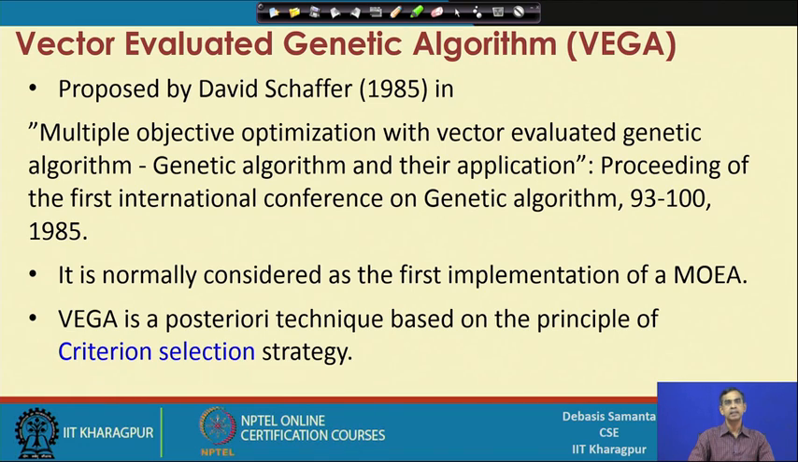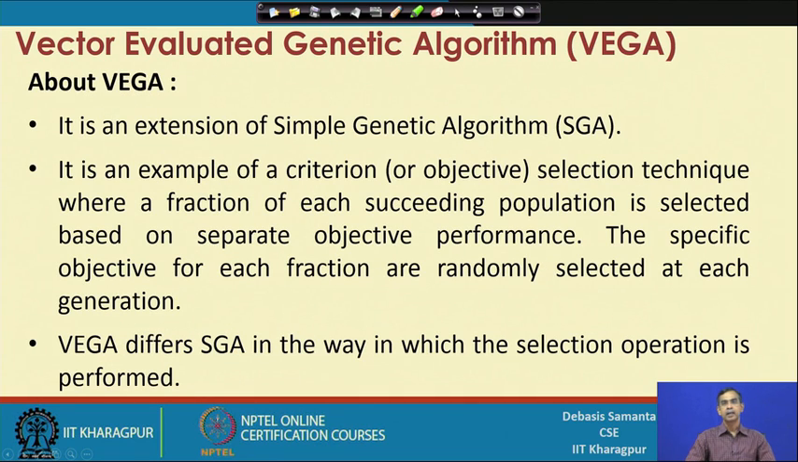That means, here selection is different from the selection technique that is followed in a simple genetic algorithm. More interestingly, the VEGA approach is in fact an extension of the simple genetic algorithm. It is an extension because it considers a different selection strategy than the one in simple genetic algorithm. Now, we will discuss exactly what selection strategy it follows.